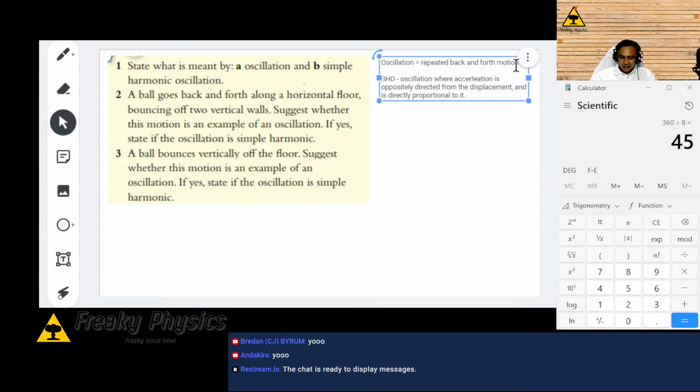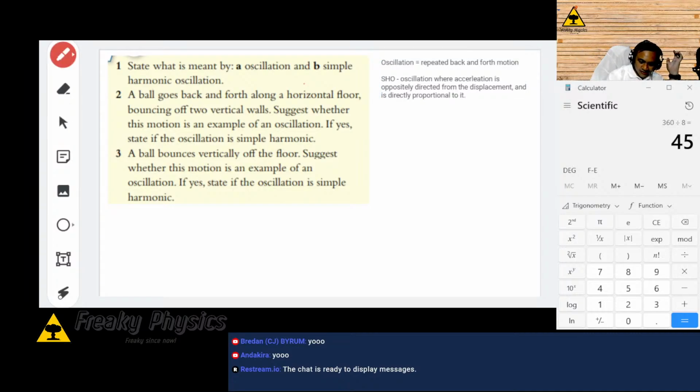So you have a ball bouncing back and forth along a horizontal floor, bouncing off two vertical walls. So there's no person there. You just throw it into the wall. The idea here is this is the wall, and this is your ball. Your ball is going that way and that way. Is this an oscillation or not? And if yes, is this simple harmonic or not?